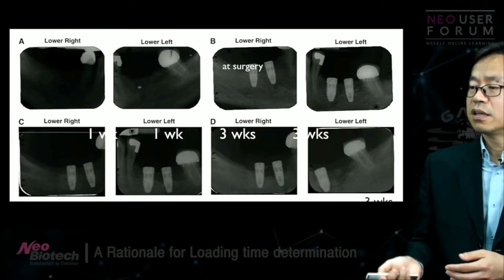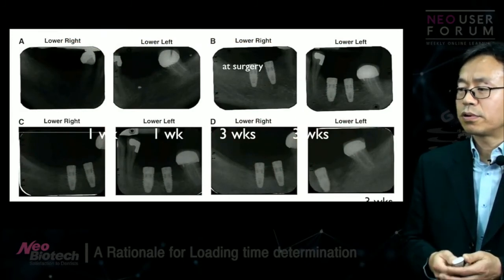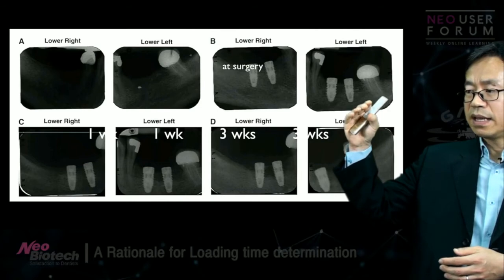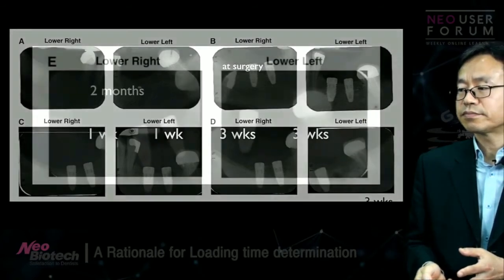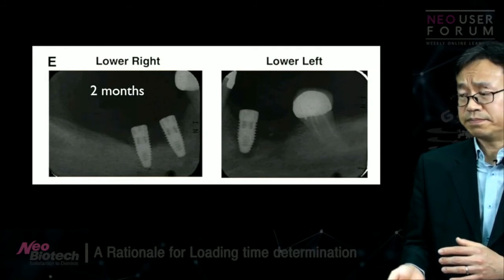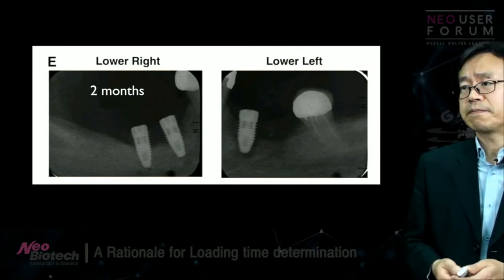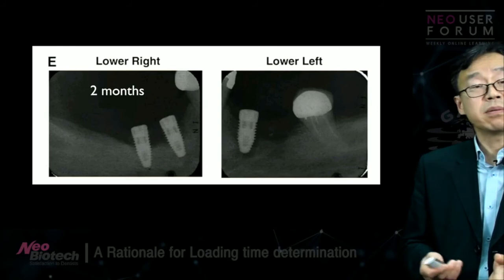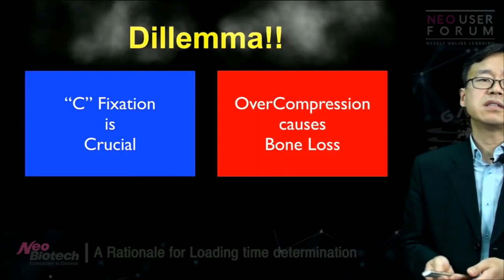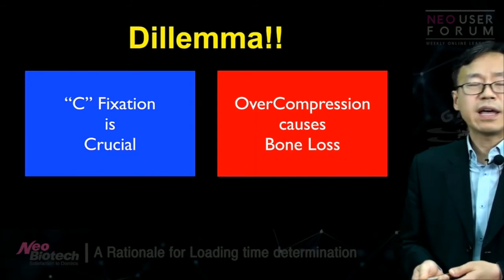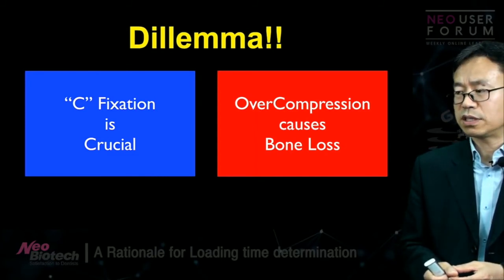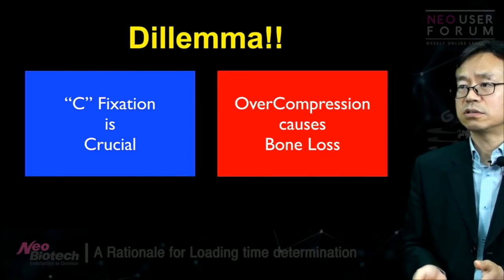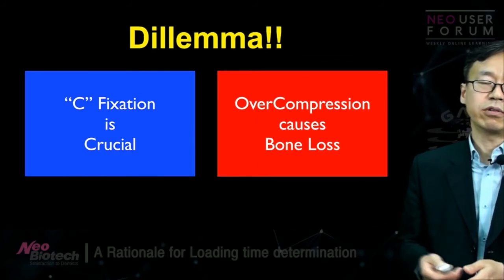In this report, following the surgery, there was a progressive bone loss around the implant, starting from the crestal area and down to the apex of the implant. And finally, the implant failed. And I'm sure many of us have experienced something like this, maybe many times. So this is a dilemma we have. You want to have a good crestal cortical fixation, but then you don't want to compress the bone too much because it might kill the bone.